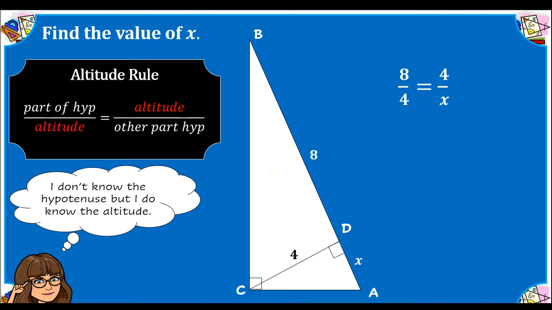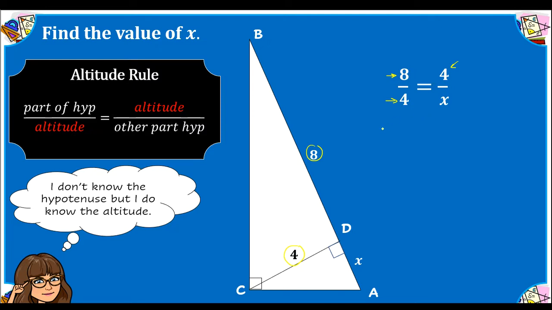So here we're going to set this up. We're looking at the big triangle. Our hypotenuse is 8 plus some other length, x, and then we have our altitude of 4. When you know your altitude, this is the rule that you're going to use. We have part of the hypotenuse, which is 8, our altitude, which is 4, and then the other part of our hypotenuse, x. So we're trying to find the value of x.